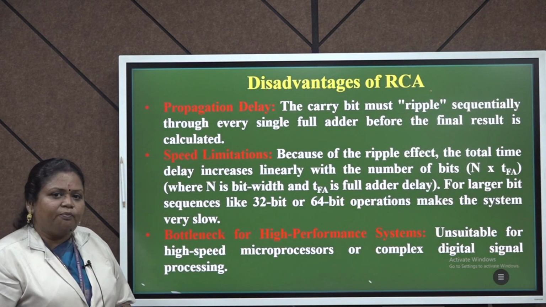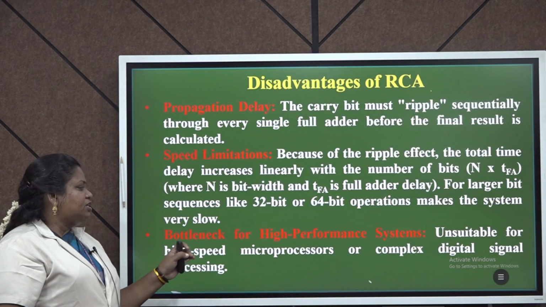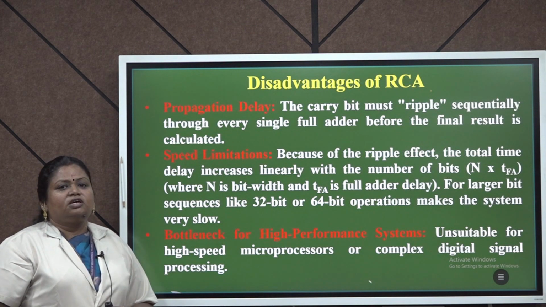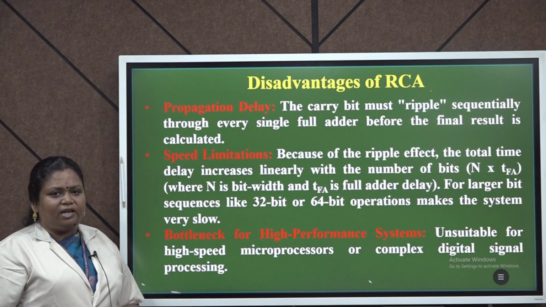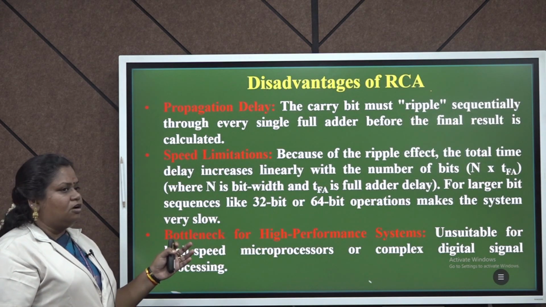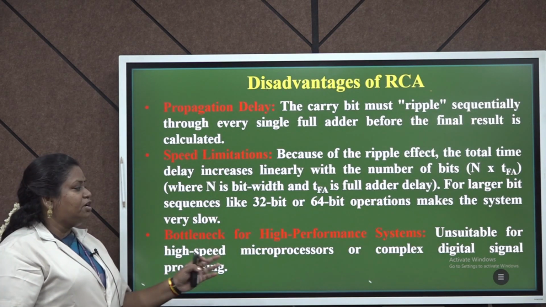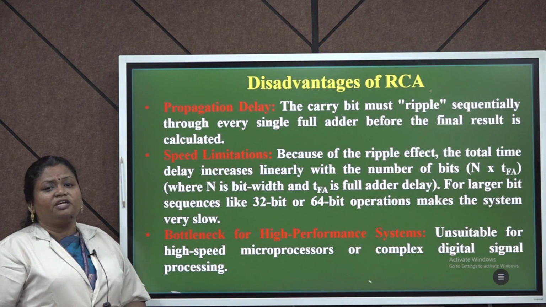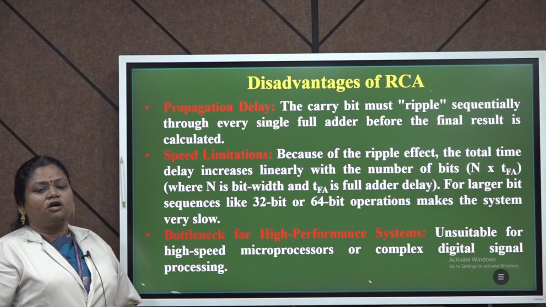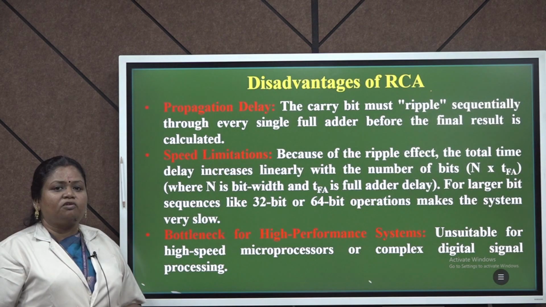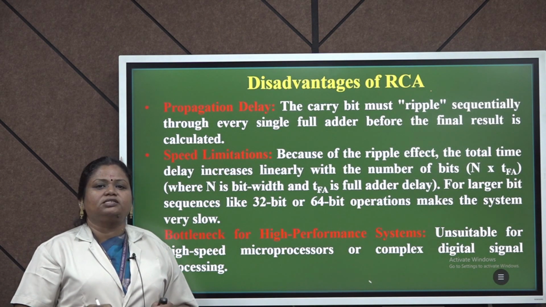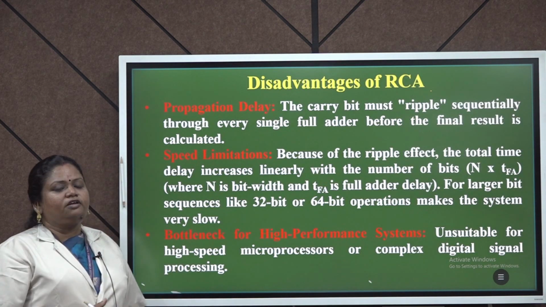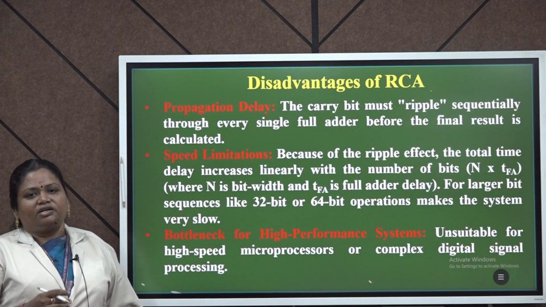The last important disadvantage is the bottleneck for high performance systems. Since it has a propagation delay and also the ripple effect, it is not suitable for high speed microprocessors or complex digital circuit systems. So it is not recommended when you have a large number of bits in an addition process. It is only suitable when the bit size is small. So that is what the design rule describes about the ripple carry adder.